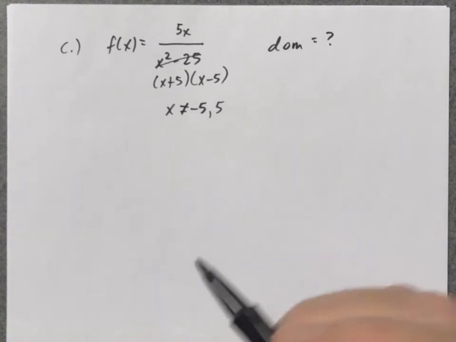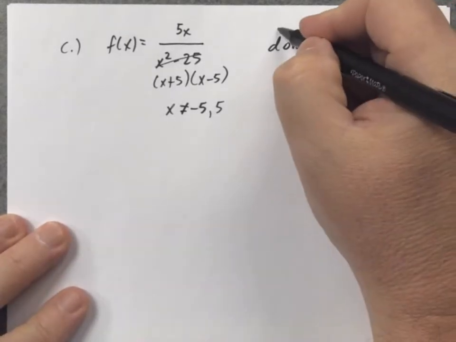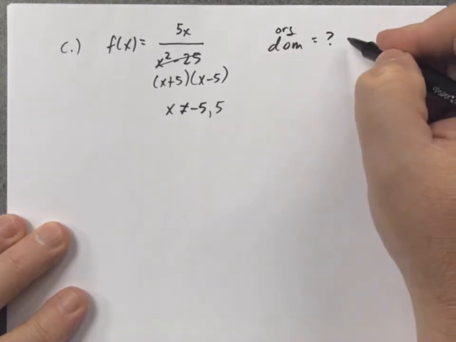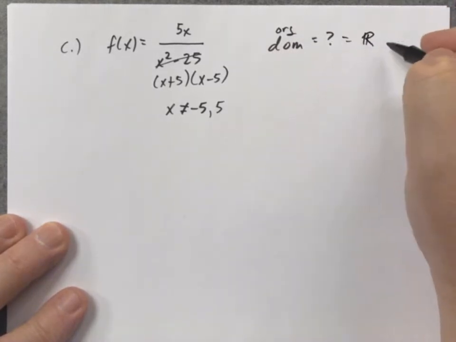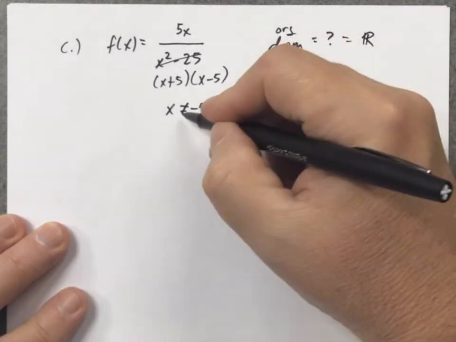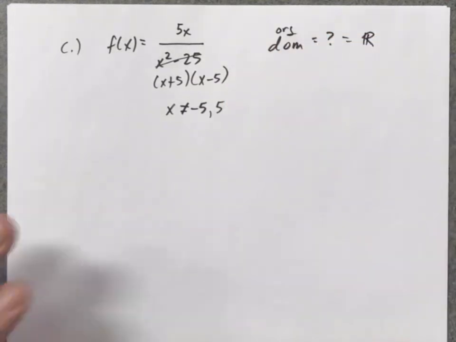So my original domain was going to be all real, but now I've actually found two values of x that are not in the domain, that I cannot leave in the domain.